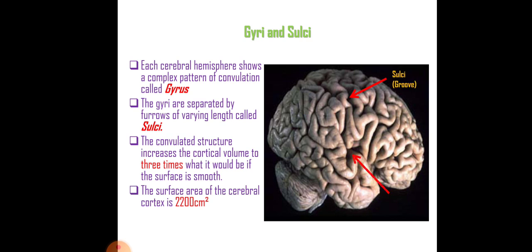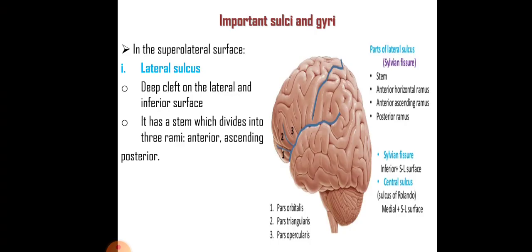Now the different gyri and sulci which are present in the cerebral hemisphere. Each cerebral hemisphere shows a complex pattern of convolutions. These convolutions are known as gyri, and the furrows are the sulci. The convoluted structure increases the cortical surface area to three times what it would be if the surface were smooth. The surface area of the cerebral hemisphere in a human being is 2200 centimeter square.